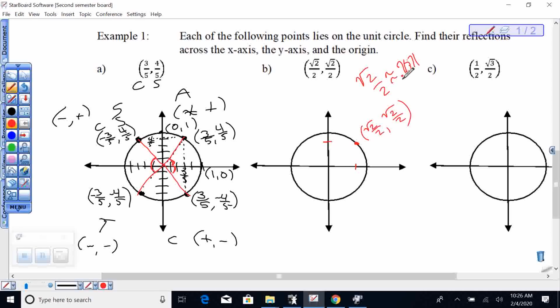Okay, so let's reflect that down here. What are my coordinates down here? Square root of 2 over 2, negative square root of 2 over 2. Okay, if we go across the y, then our x coordinate will switch signs, but our y coordinate is still positive. And then if we reflect across the origin, both will be negative.